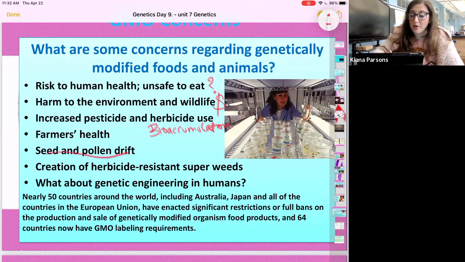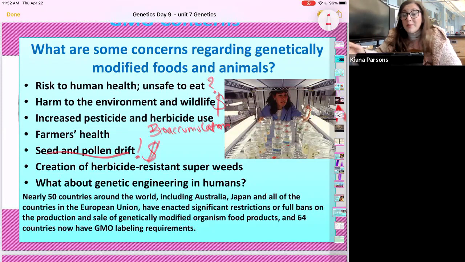So, seed and pollen drift, again, this is a big problem, and people wind up being charged money for that seed and pollen drift, meaning these genetically modified crops are growing places where they're not supposed to be growing. The farmer's health from increased pesticide and herbicide use, the creation of herbicide-resistant superweeds. So now these GMO plants are mixing in different ways because they can cross-pollinate, because nature is going to nature, pollen is going to go where the wind blows.